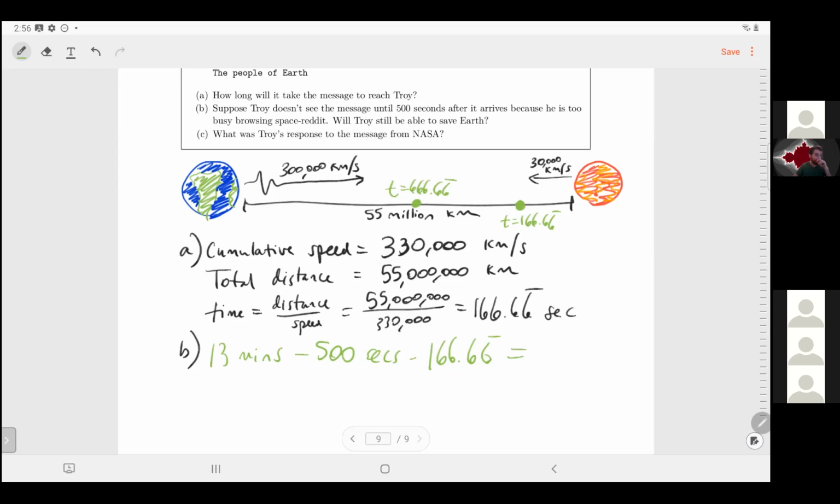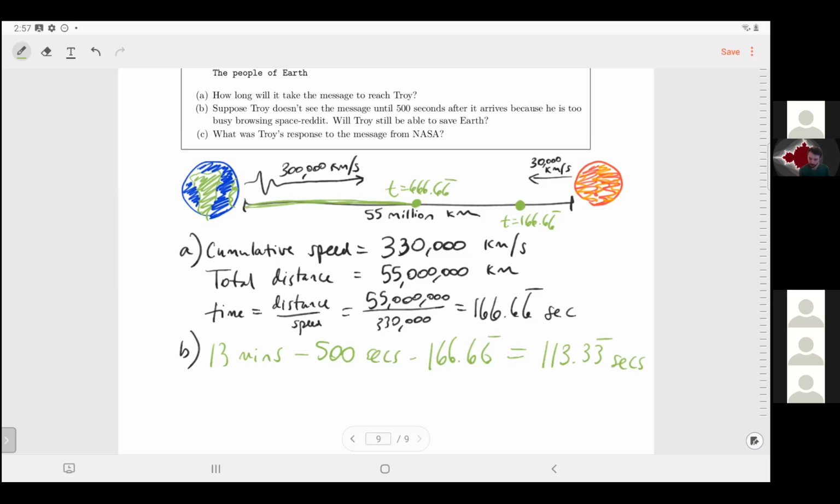Okay, so I guess both of these will be useful. Let's figure out what this is. 13 minutes is 13 times 60 seconds, minus 500, minus 166.666 repeating, is only 113.33 repeating seconds. So I only have that much time for it to transmit. I have to respond instantly for it to even stand a shot. And then it has to get there in 113 seconds. So it might help to figure out this distance. How far do I have to actually send it?